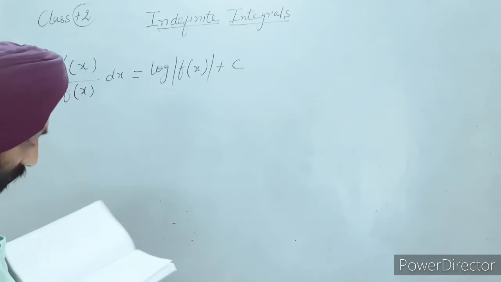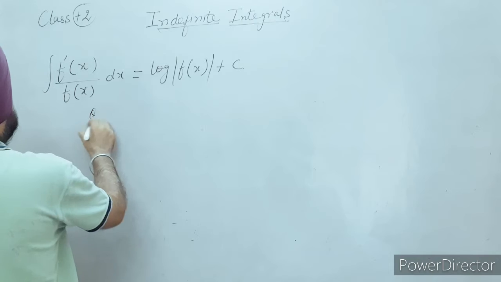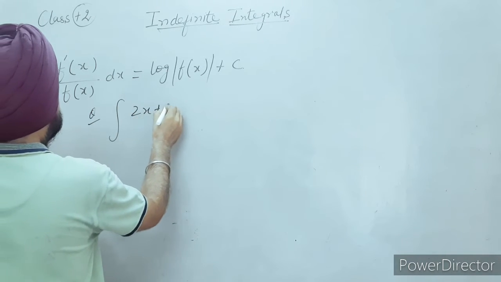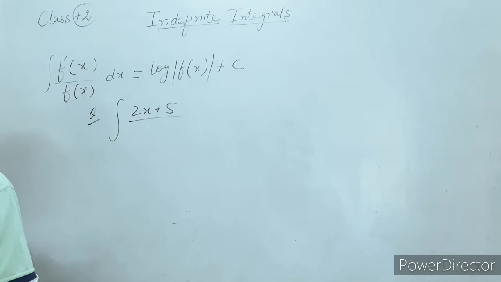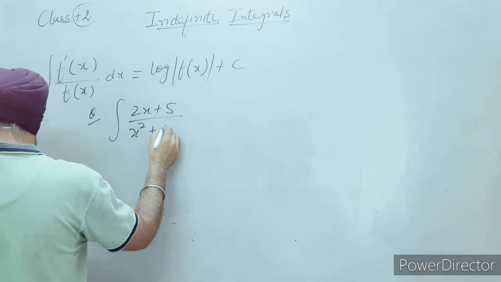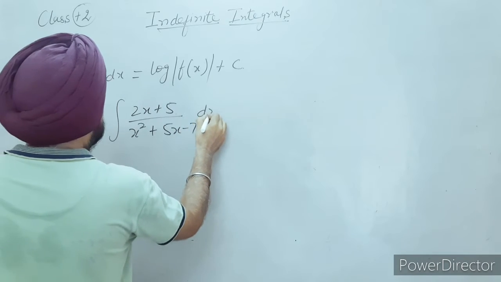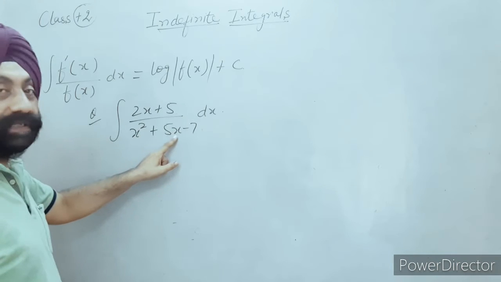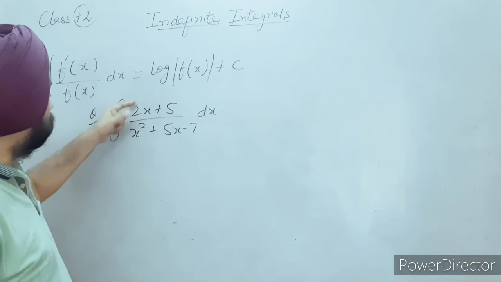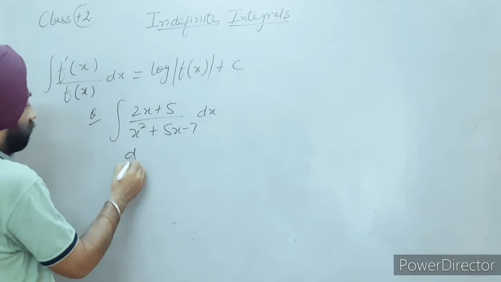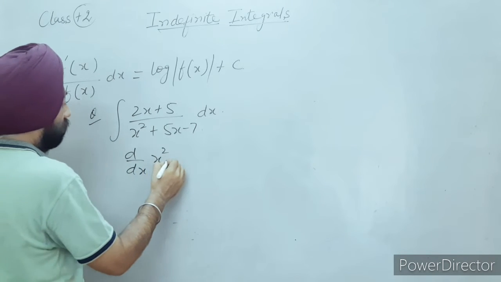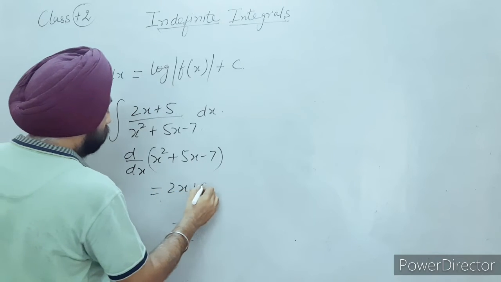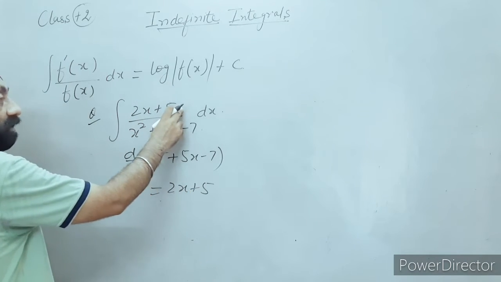Yeah. The question is a very simple sum: integral of (2x plus 5) divided by (x square plus 5x minus 7) dx. Now the function is x square plus 5x minus 7. Let me differentiate the denominator. What do I get? It's simple: 2x plus 5. The 2x plus 5 is in the numerator.